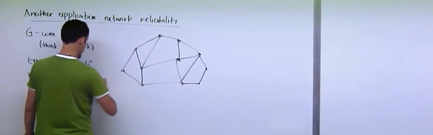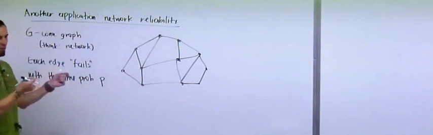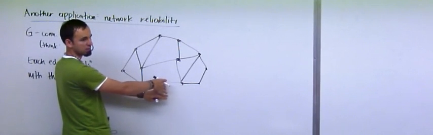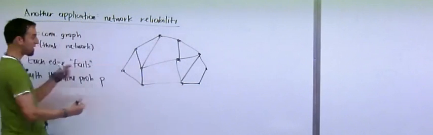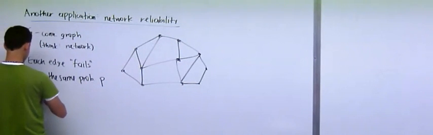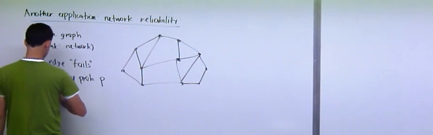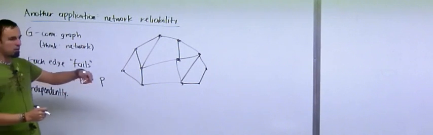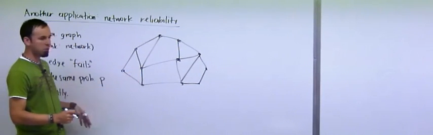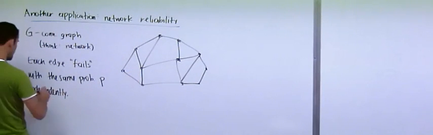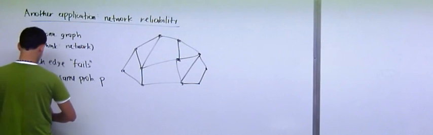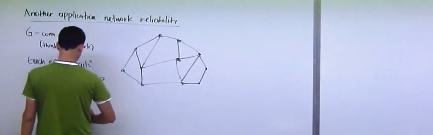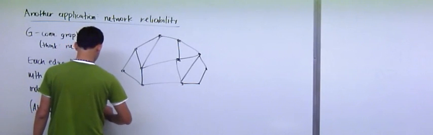These probabilities are independent of each other. So whether you broke down this edge has no influence on whether you broke down that edge. These are independent probabilities. I'm going to put in parentheses that you can prove another version where the probabilities are different. This also works for different probabilities.